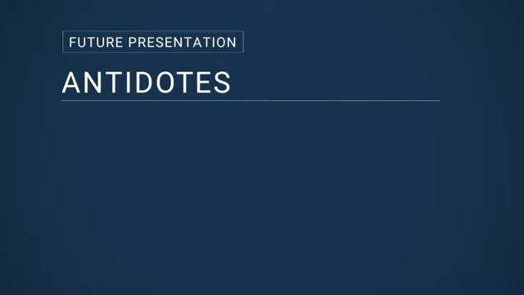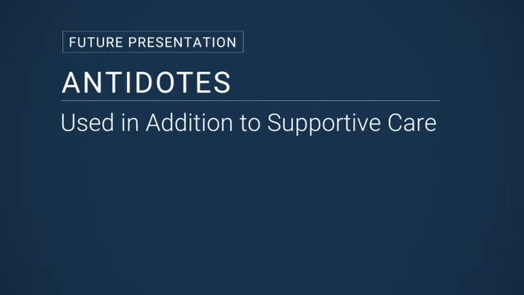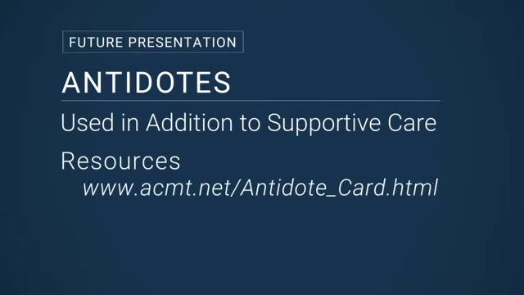Now, antidotes are an important part of toxicologic care, but they're generally used in addition to supportive care. And I've provided some references below that you can use to identify important antidotes and how they are used. And in the future, we'll plan on including another presentation specifically discussing the use of antidotes. One other resource that can be very important is to use your local poison center when you're considering the administration of an antidote you're not familiar with.